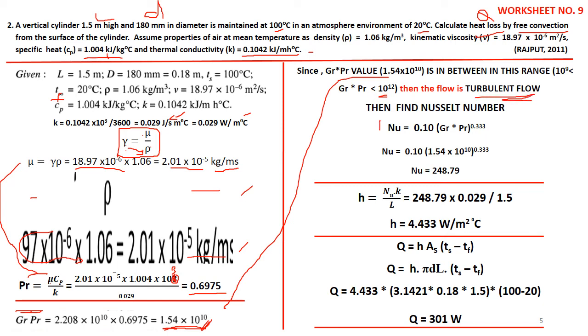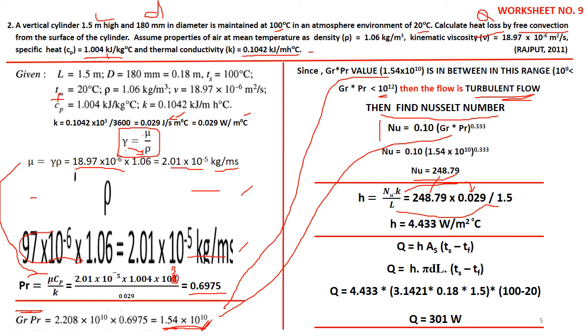Then we have to use this formula. Okay, then substitute this answer here. Then raise the power 0.33 as per the formula. Then you will get Nusselt number as 248.79. That's it. Now we know this formula of h, correct? Nu K by L. So Nu, you just note, you write 248.79. K is given in the problem, okay, we got the K. Then divide by L. L is 1.5.